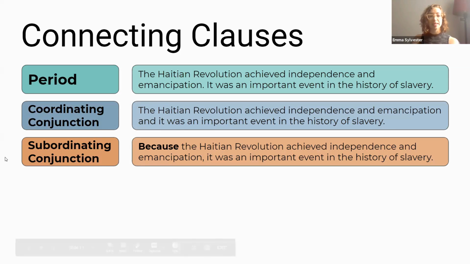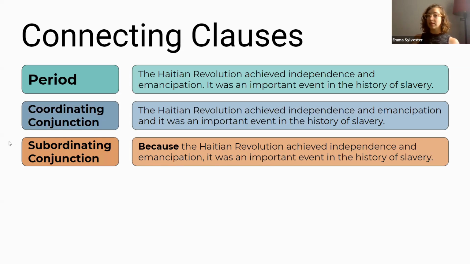We could use a subordinating conjunction where we have the word at the beginning of the sentence. And here in this example, we're getting a little bit more into how these ideas are linked. So they're not just two separate ideas. Now we have a connection word that implies causation. Because the Haitian Revolution achieved independence and emancipation, it was an important event in the history of slavery.